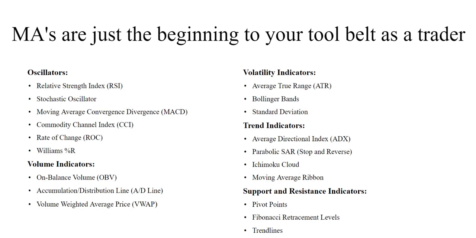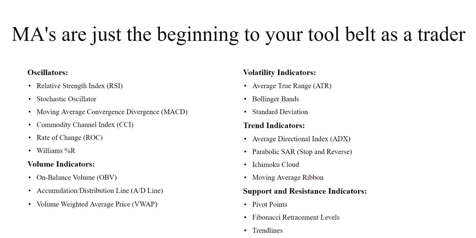We have volume indicators: on balance volume, the accumulation distribution line, or AD line, and then volume weighted average price, VWAP, which is one that I use a lot. I use a session and I use a couple anchors.